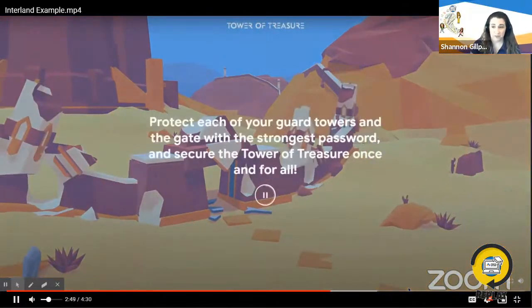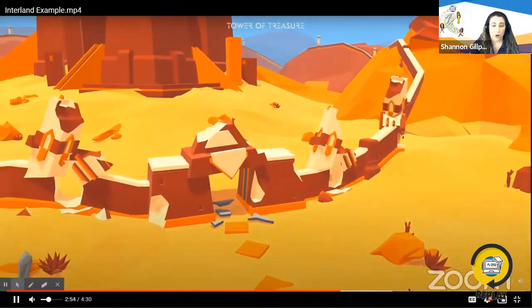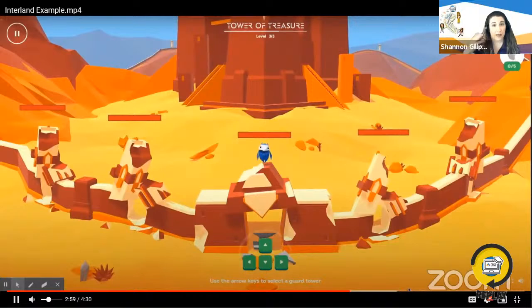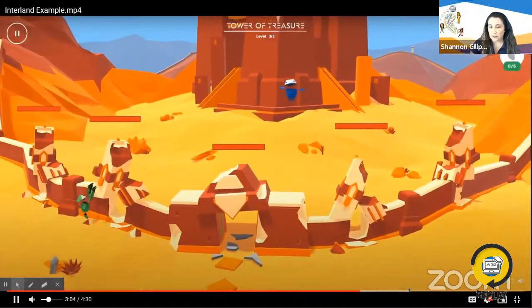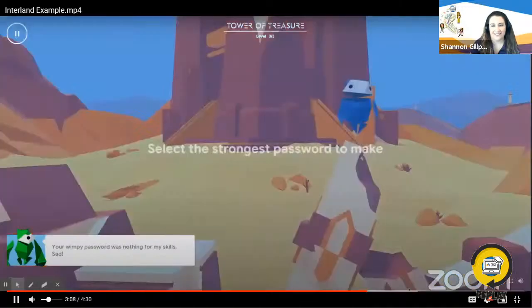Protect each of your guard towers and the gate with the strongest password, and secure the Tower of Treasure once and for all. Now, in most of the game, there will be that voice that's reading things to you, but if you need help or assistance with reading, there is not an option to hear it read to you, so just ask a parent or sibling.